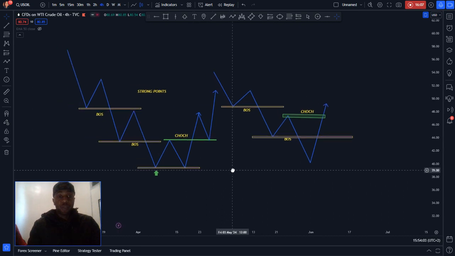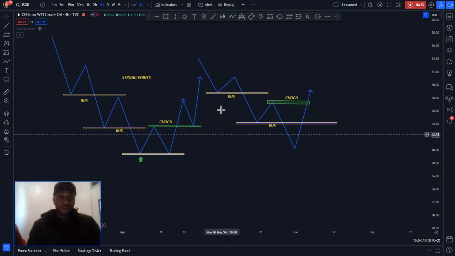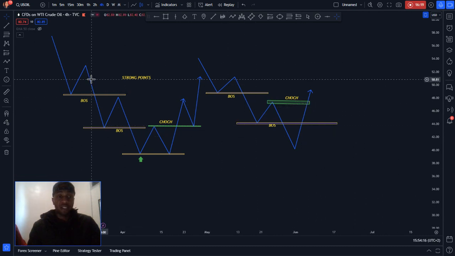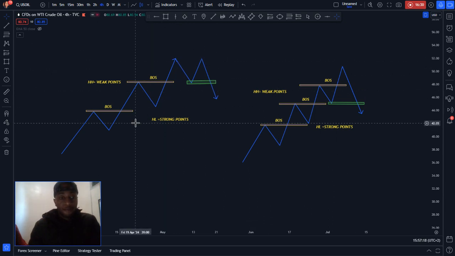I need you to understand these basic things, because when you go to the actual chart, you'll know what we're actually talking about. So this is the indication of a downtrend. Now we're going to go into the indication of an uptrend. So this will be the explanation for the uptrend, guys.